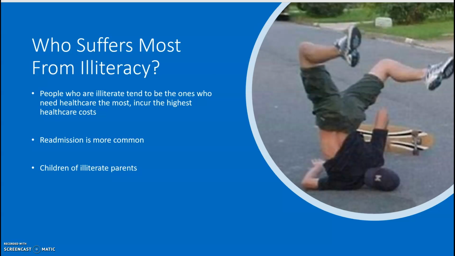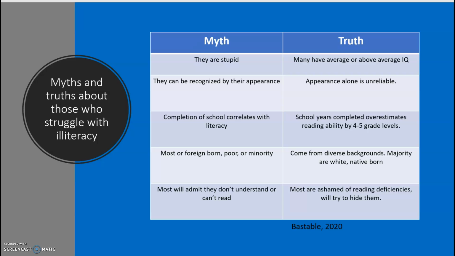People who are illiterate tend to need health services more often. They also draw the highest healthcare costs. They are readmitted more often, and tragically, their children of illiterate parents also suffer the same afflictions. Here are a few myths that you should know about among those who are illiterate. Myth number 1 is that they're stupid. In truth, many have average to above average IQ ratings.